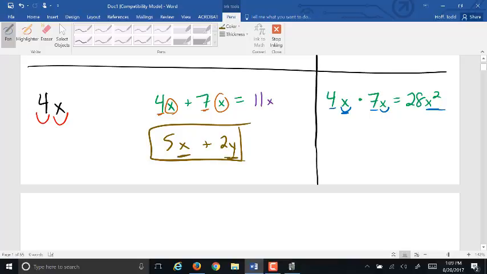Same here. However, when I'm multiplying 5x times 2y, what do I get? 10xy, very good. I multiply the counts, 5 times 2 makes 10, and then just like feet times pounds became foot pounds, x times y becomes xy. So it's the exact same rules throughout all of math. They just look different depending on the different types of numbers.